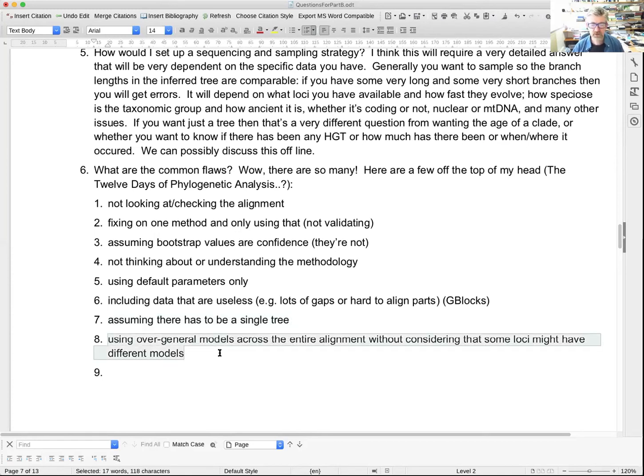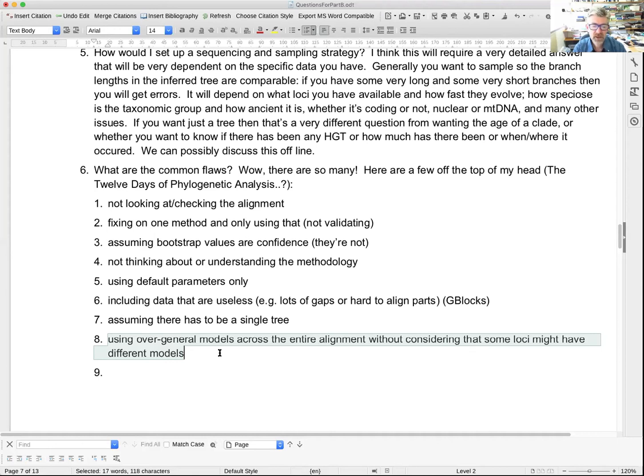This is another one that I came across the other day, and this is number 8, using an overgeneral model across the entire alignment without allowing for perhaps different models in different parts of the alignment. And the reason for that is, I guess it's a little bit subtle, but it's an important one. So I'll give you a bit of a case study. I was working on a phylogenetic analysis last week, and we had 1,400 or 400, some large number of loci.